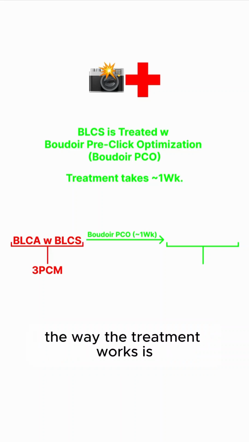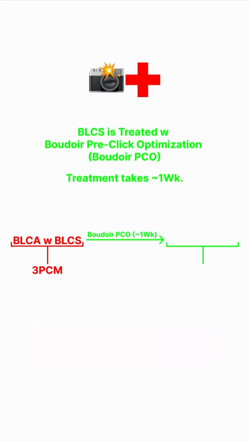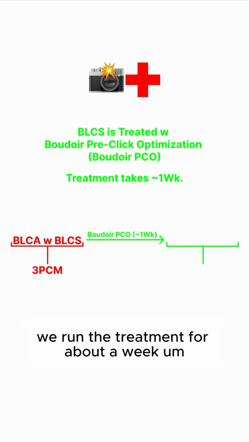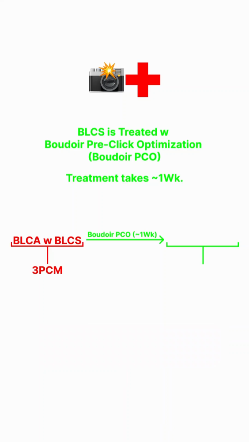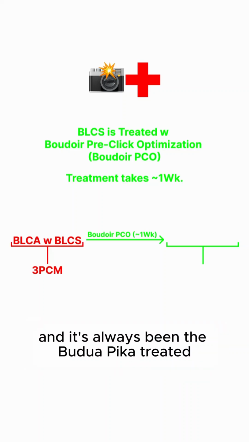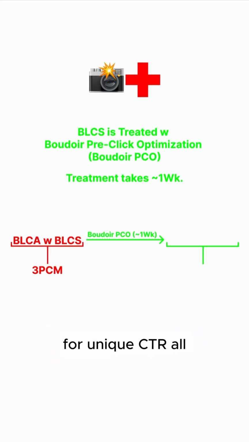The way the treatment works is we duplicate the current Boudoir Facebook ad, and we leave the original. We actually apply the treatment on the duplicated one. We run the treatment for about a week. And after about a week, we just keep whichever one running has the highest metrics, and it's always been the Boudoir PICO treated ad that ends up with the highest metrics for unique CTR all.